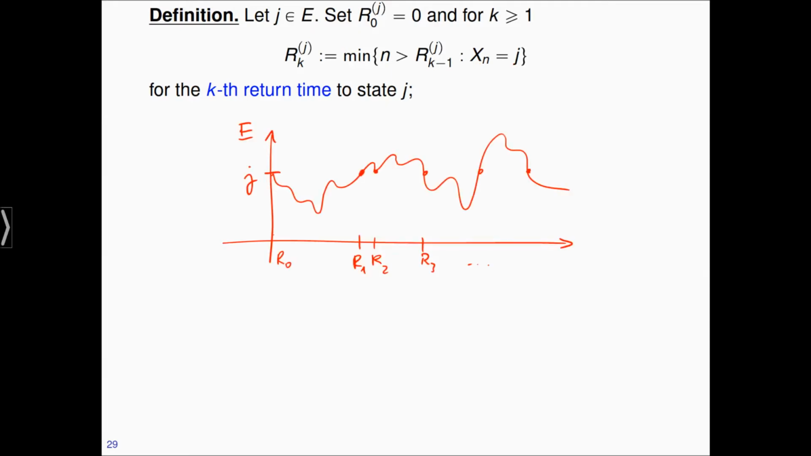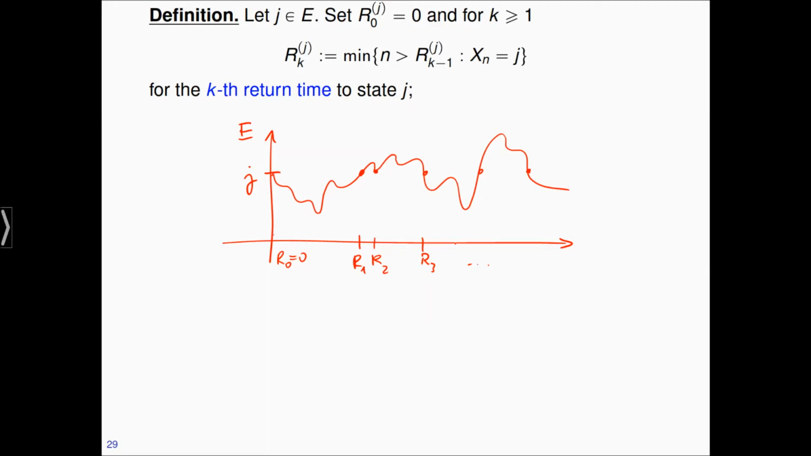You have to imagine it this way. Assume we are starting at j, so at time 0, R0 is 0. Of course, I didn't assume this, but you will see that in the next definition this will be assumed. So we start at j, and then we move away from j, and then we return to j, and we call this time R1. Then we move a little bit away from j, and we return to j at R2, and so on.